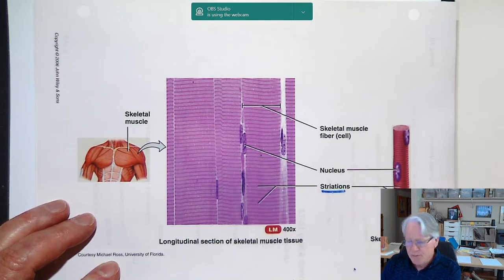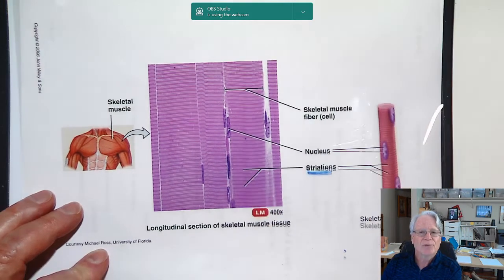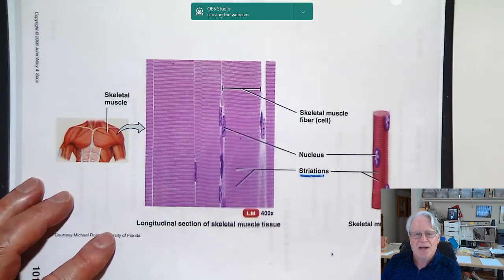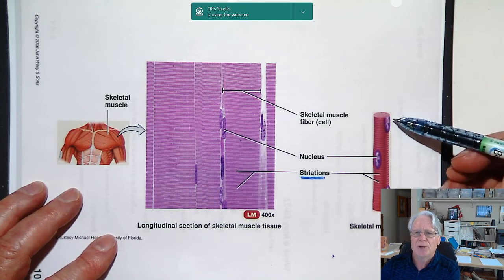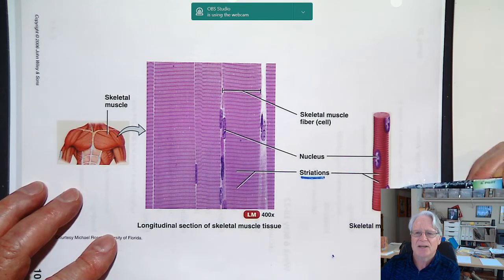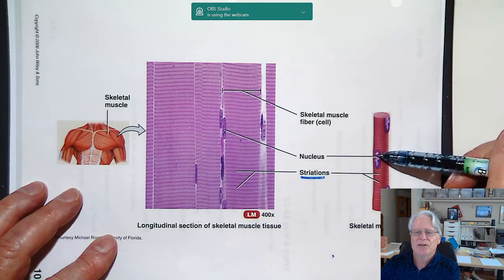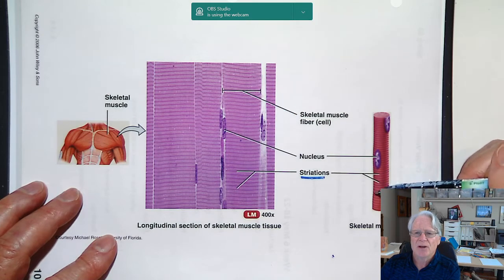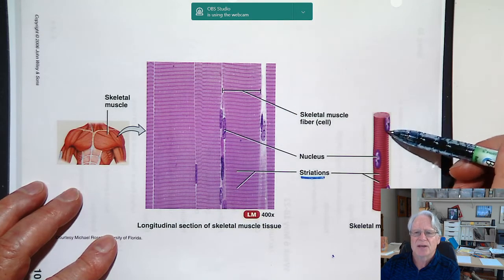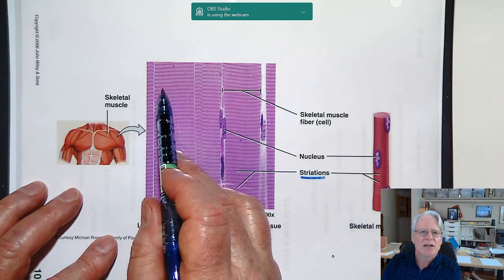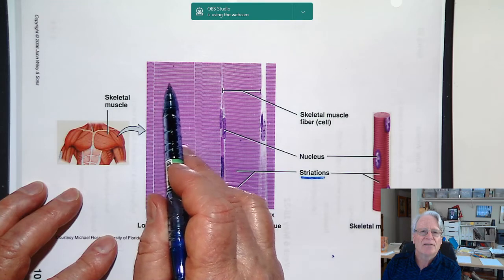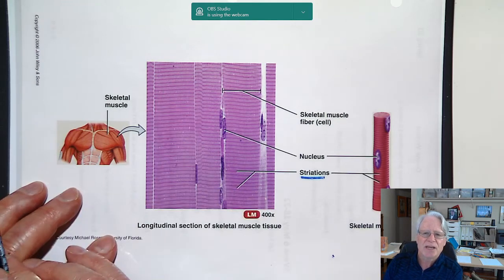So, getting back to skeletal muscle tissue, one of the things that you're going to see is that, first of all, there are multiple nuclei in the cell. So more than one nuclei. They are long cylindrical cells, and they have this pattern of dark and light, dark and light, dark and light. That's called striations.